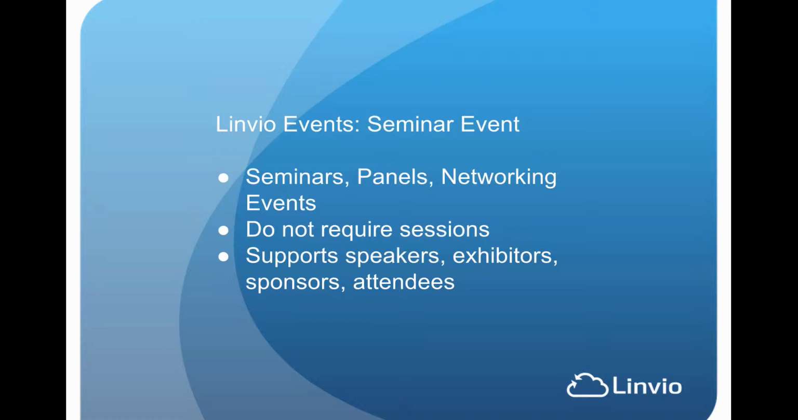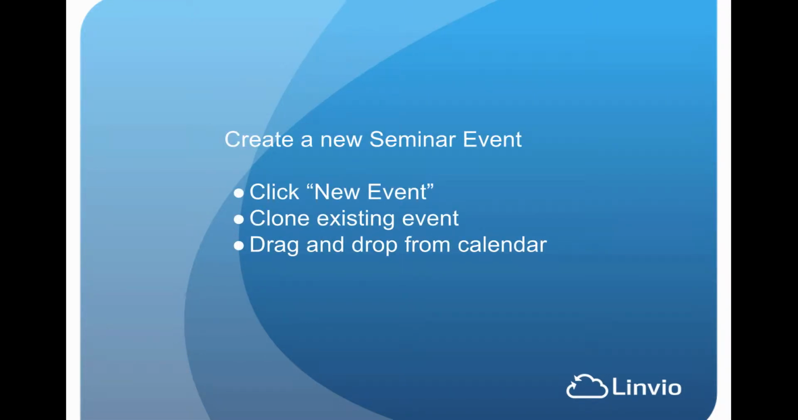To create a new seminar, you have several options. Click New Event on the Special Events tab, clone an existing event record using the Copy Event Wizard, or drag and drop on the Special Events calendar page. The drag and drop option is the fastest option if you're starting from scratch, so we'll use that approach.